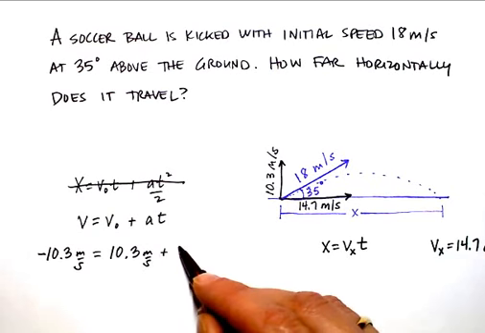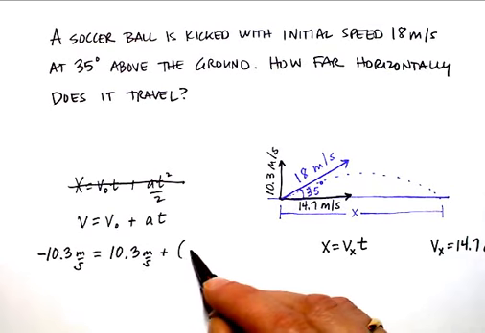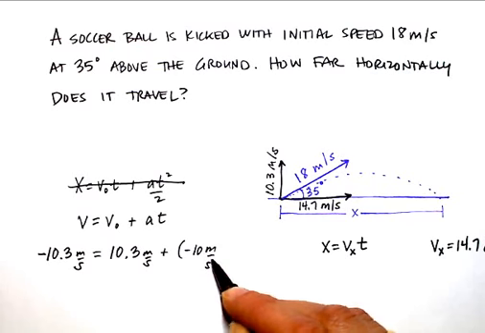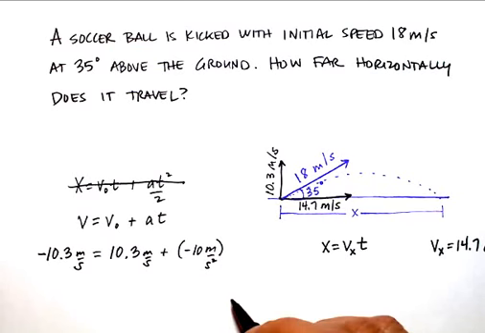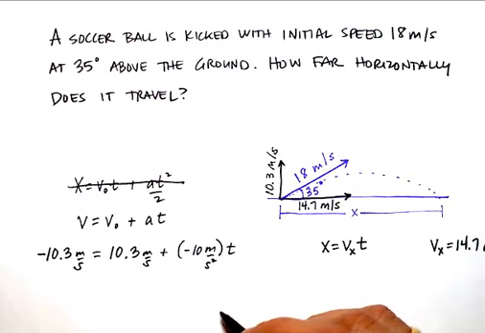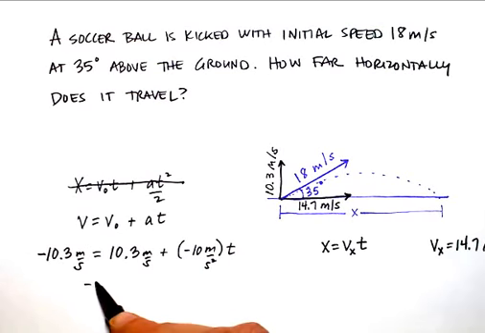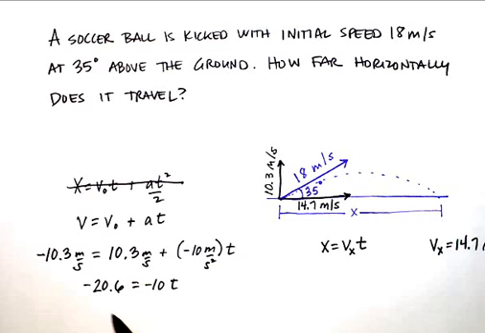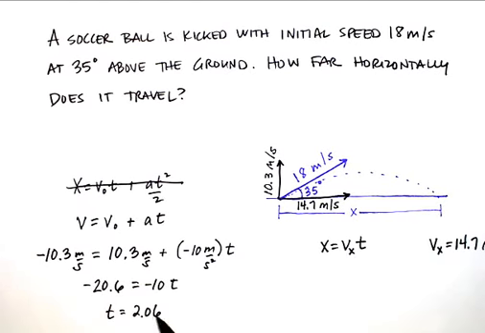Since the object is launched upward, we are considering upward positive. So when we put our acceleration in, we want to make sure we use negative 10 meters per second squared. Then we could do some algebra, collect our constant terms on one side, divide through by negative 10. We find that the time of flight is 2.06 seconds.